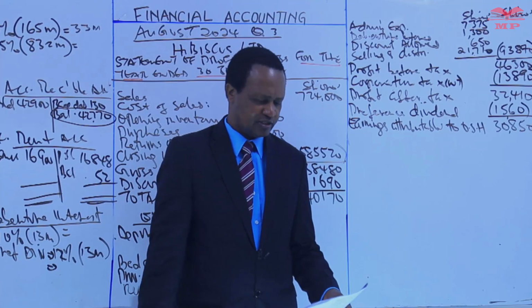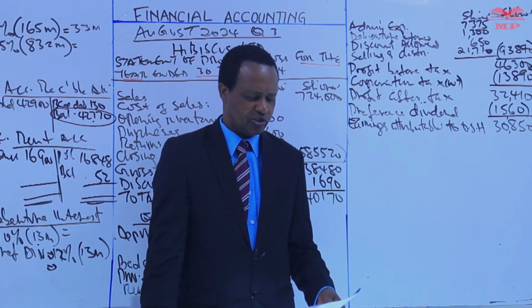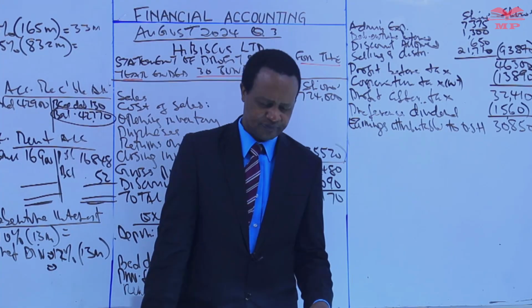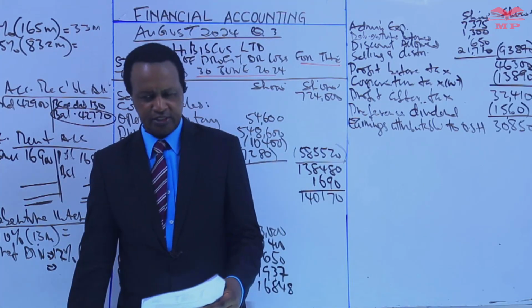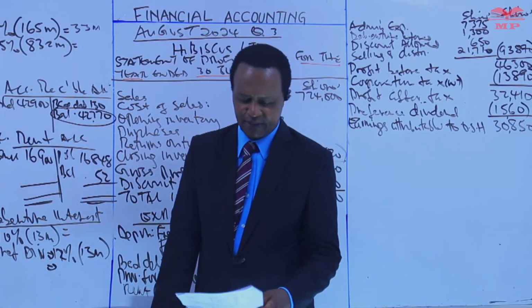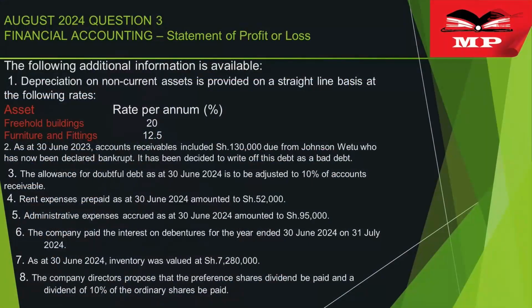What else? We are on note number 8. Look at note number 8. The company directors propose that the preference shares dividend be paid. We have paid the preference dividend. We have paid the ordinary dividend. So whatever remains there is earnings attributable to share. We need to pay the ordinary dividend.